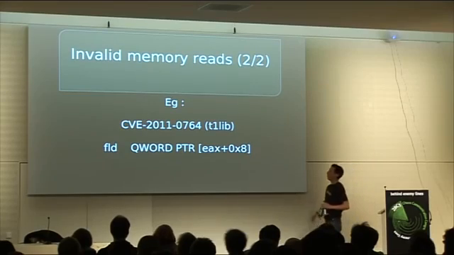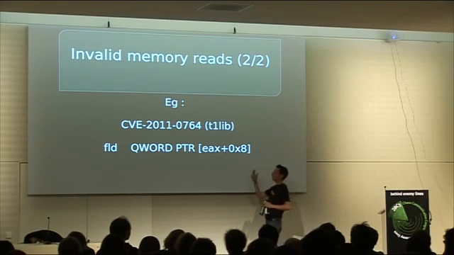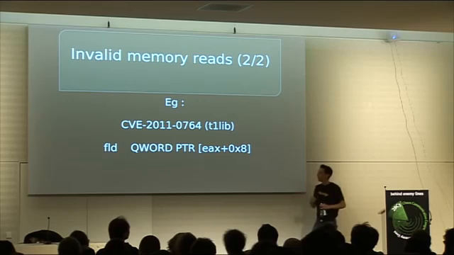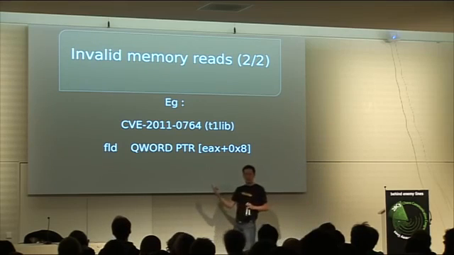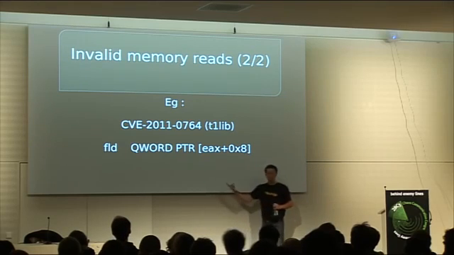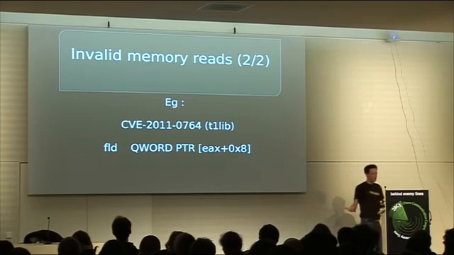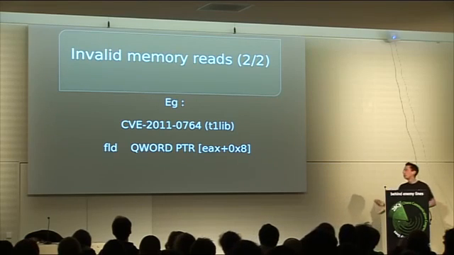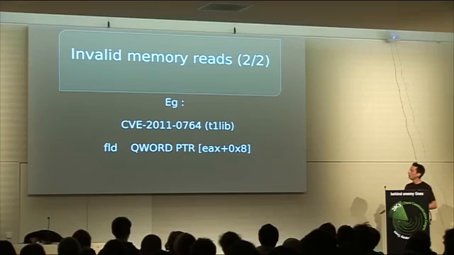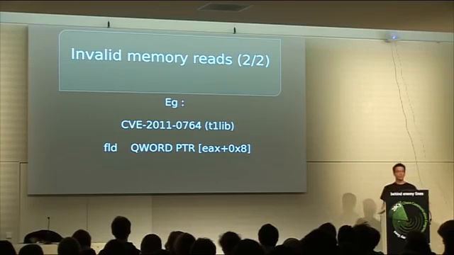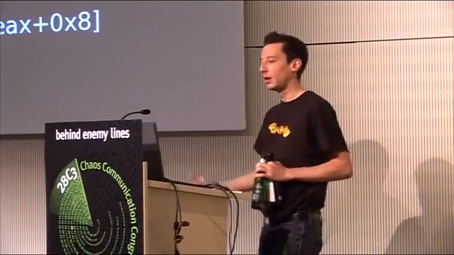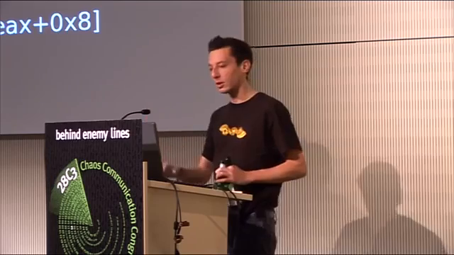Another example of an invalid memory read is this one. This is kind of unlikely to recognize. FLD is a floating point instruction, so if you're not super fluent in assembly, it's not immediately obvious that this is actually a read. And Pmcma, the tool, is going to find it for you.